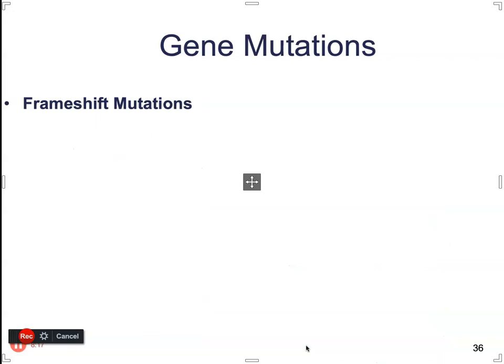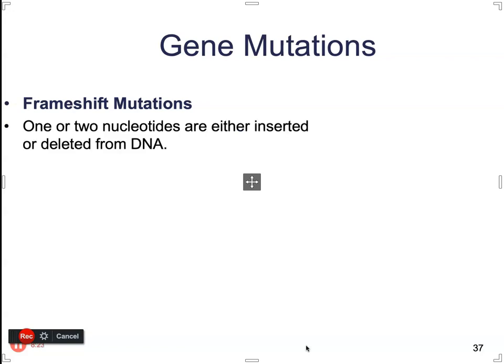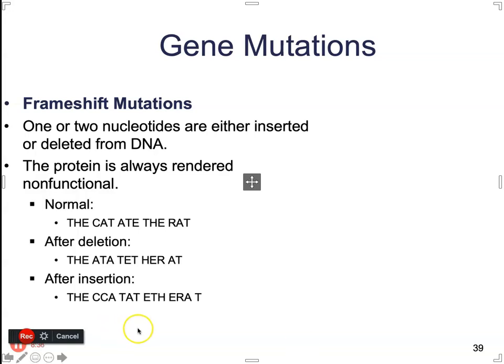There are also frameshift mutations. Frameshift mutations occur a little bit differently. Frameshift mutations are caused when one or two nucleotides are inserted or deleted from the DNA. This is always going to render the protein completely non-functional. And the reason why is because, if you remember, we talked about our codons. Our codons are 3 nucleotide sequences. They're always going to be read in 3 nucleotide sequences.